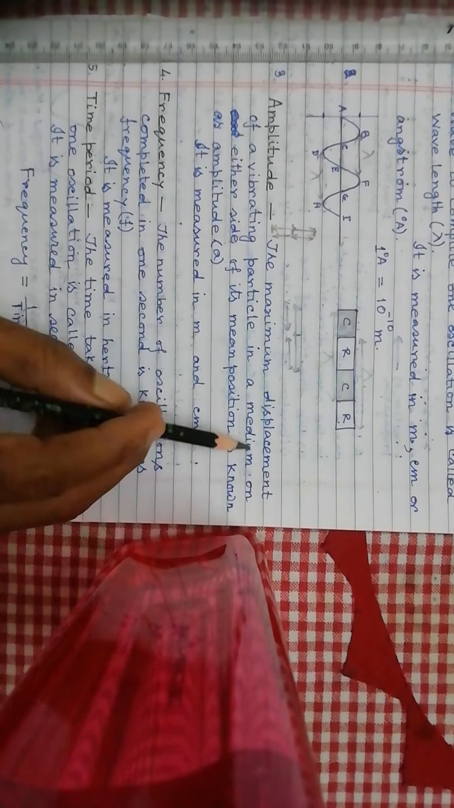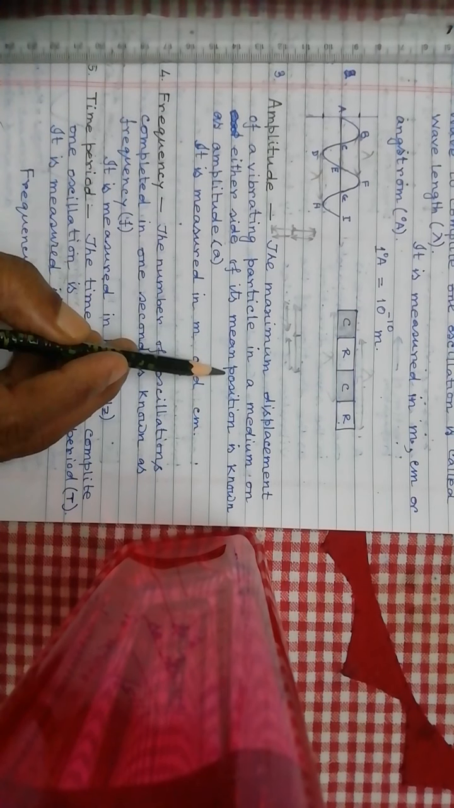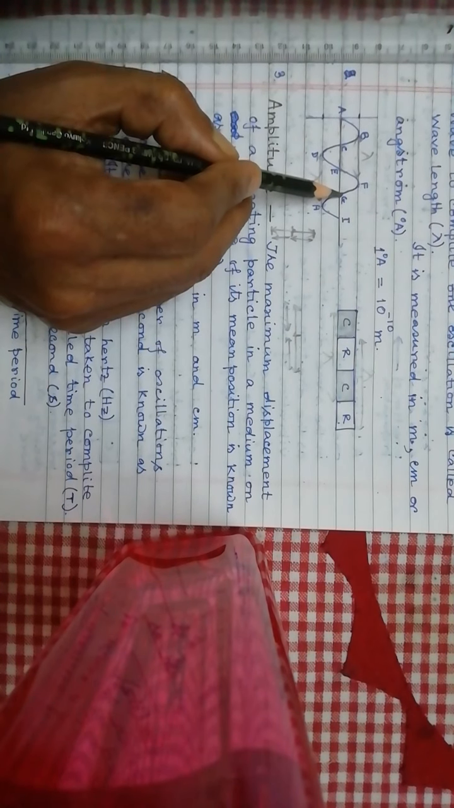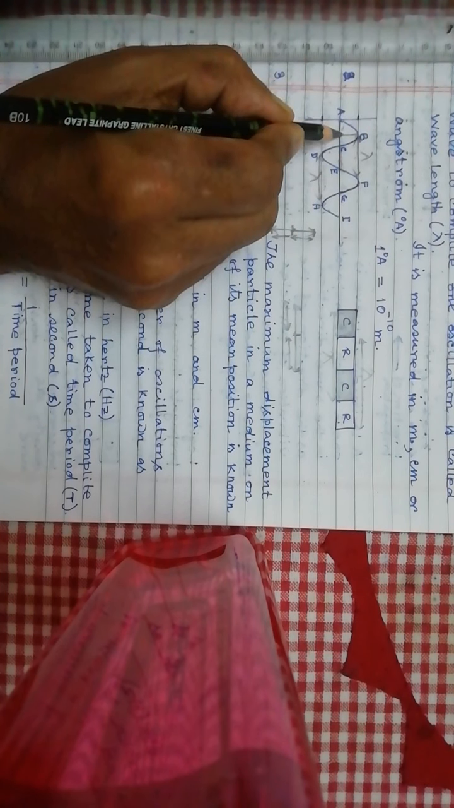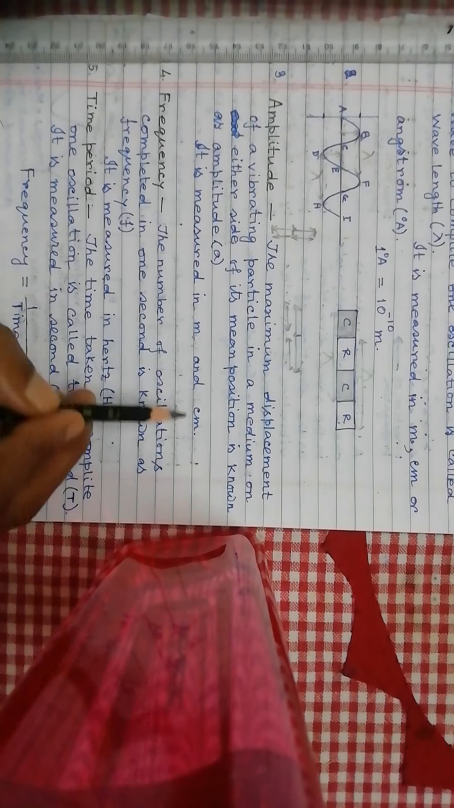That means the maximum displacement of a vibrating particle in a medium on either side of its mean position. Now in the representation of the wave, this is known as amplitude, or this is also known as amplitude. Here the amplitude is measured in the unit meter or centimeter, and it is indicated by the letter small a.